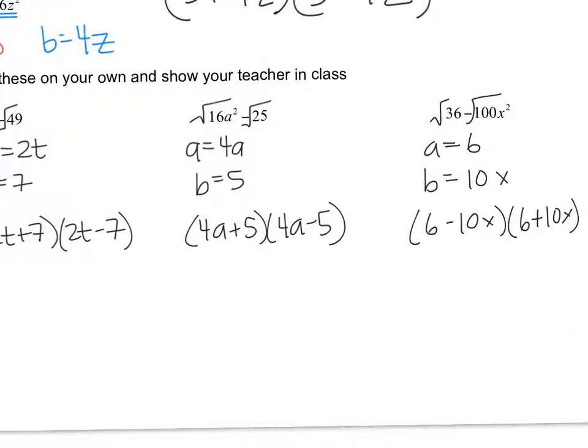Oh, did you notice something? I switched these plus and minus. Doesn't matter. No, not really. So it doesn't matter which one you write first.